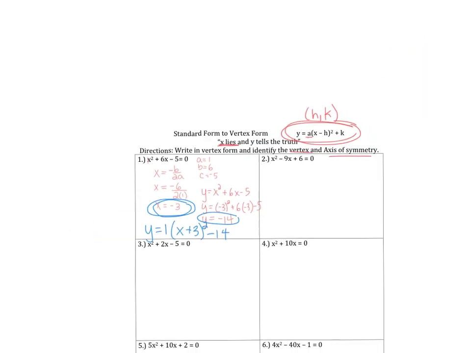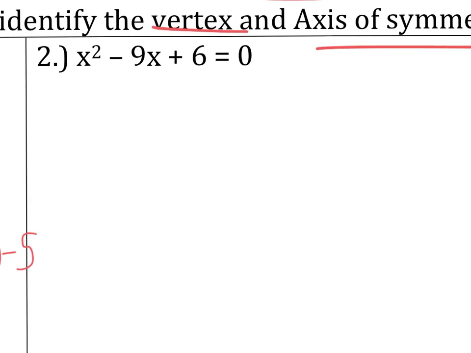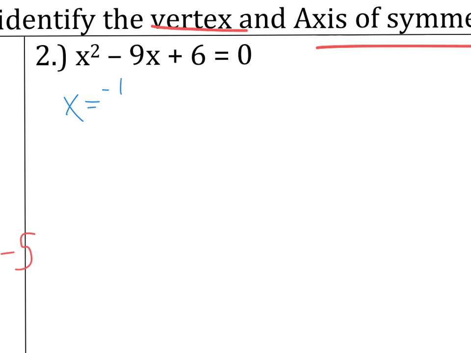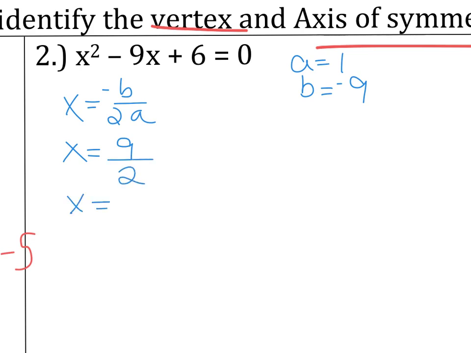Let's try another one. Okay, number 2. We're going to use the same formula, negative b over 2a, and we're going to identify a is 1 and b is negative 9. C is 6, I don't need it though. So we're going to plug it in. Negative 9 gets plugged in and becomes positive. 2 times 1 is 2. This one's a little different because 9 divided by 2 doesn't work very nicely, so we're going to leave it 4.5.